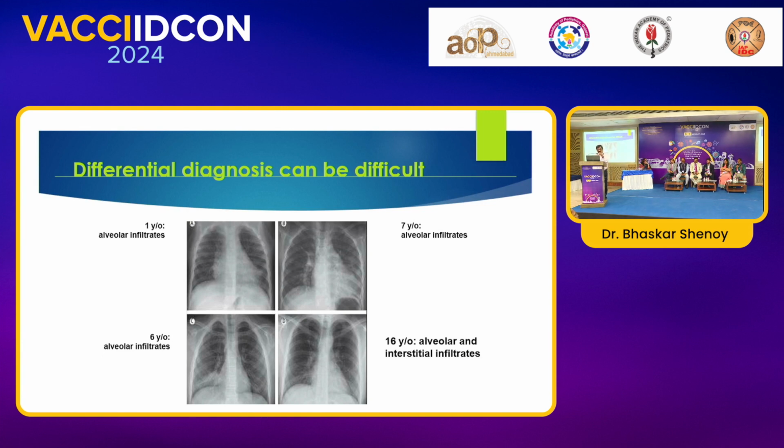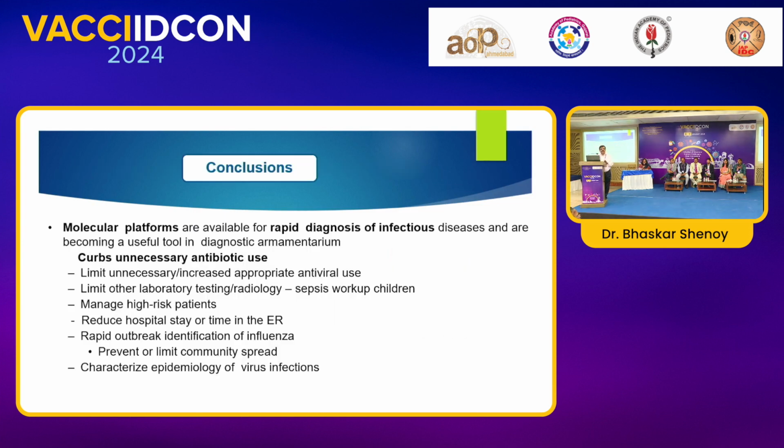For example, these are 4 X-rays where they all have alveolar infiltrates. Maybe the age is different, but the chest X-ray pictures are the same. But when you do the etiological diagnosis, one is rhinovirus, another is metapneumovirus, another is enterovirus, and another is adenovirus. So various organisms can cause a similar picture, and you are trying to differentiate.